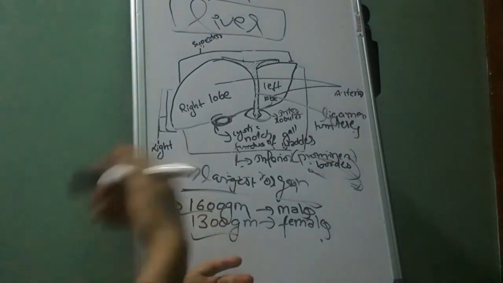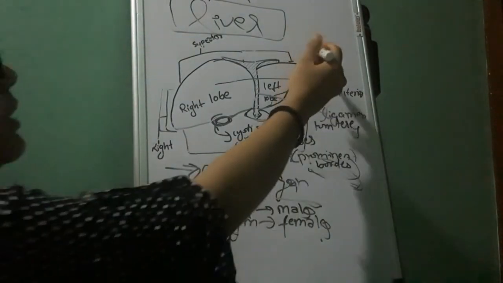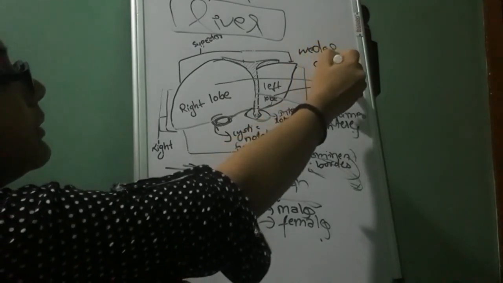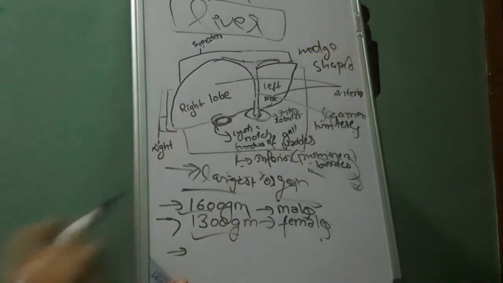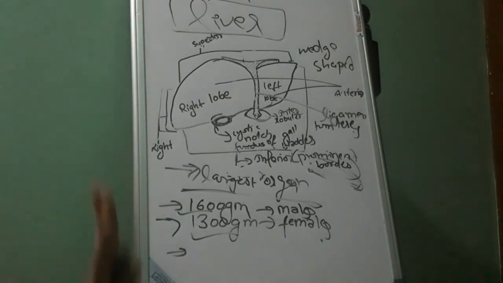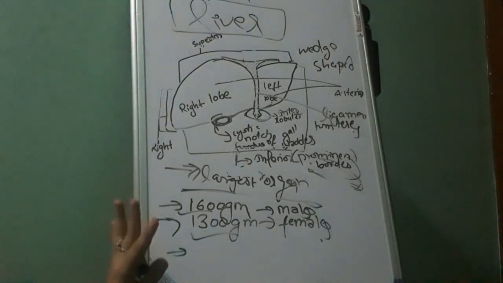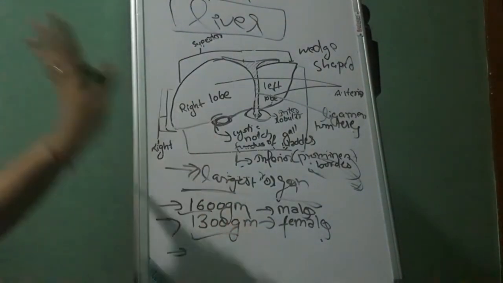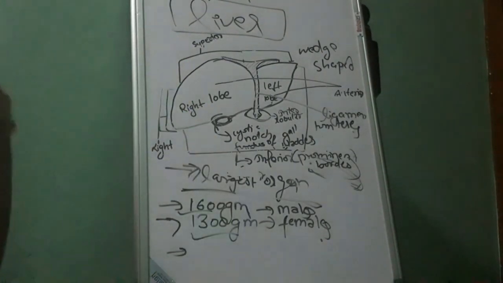So this is about the lobes of the liver, and this is just a general introduction of the liver. It is a wedge-shaped organ. Now we will go to the posterior surface, as well as the details of the lobes of the liver, in the next video, in part 2.